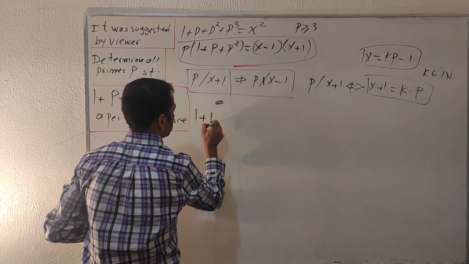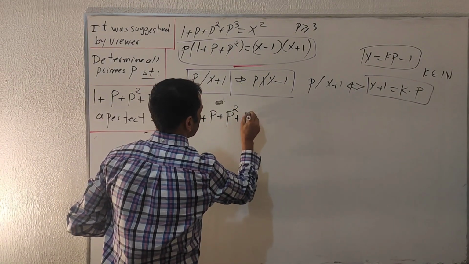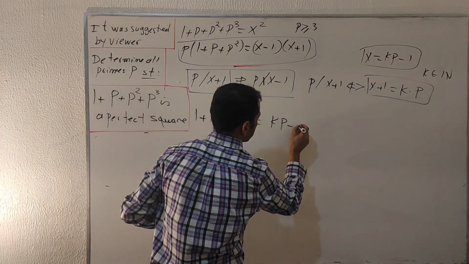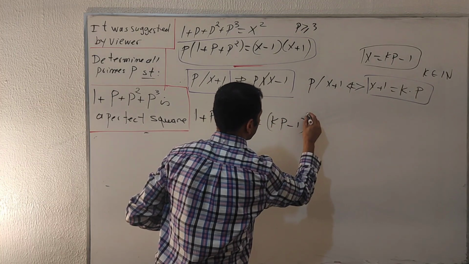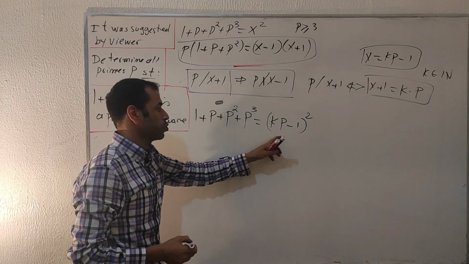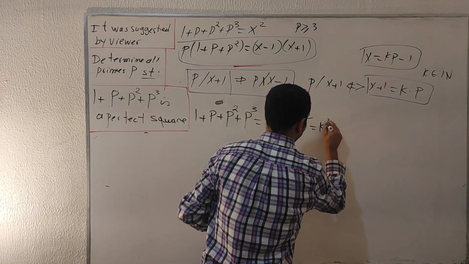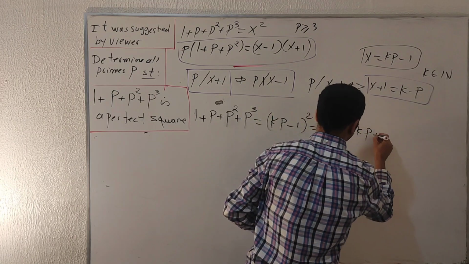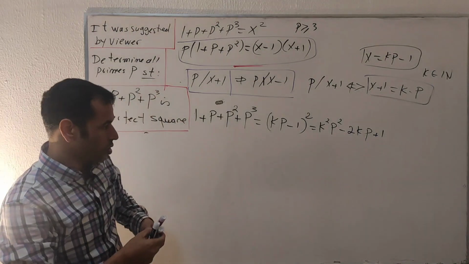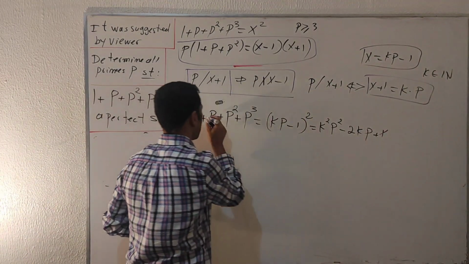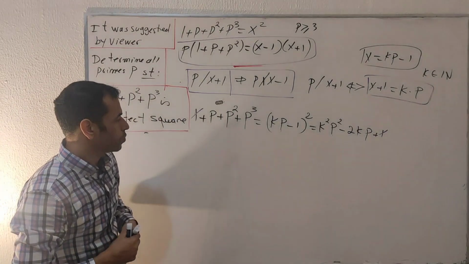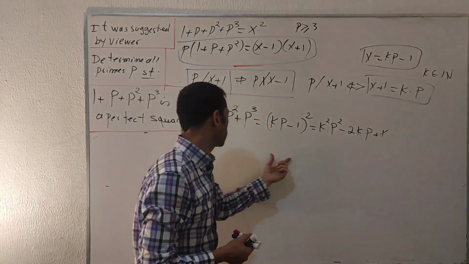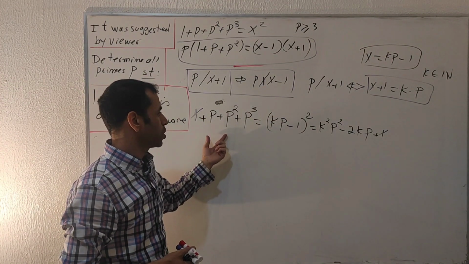So I will have the following. I will have 1 plus p squared plus p cubed equals kp minus 1 quantity squared. Foiling this one, expanding this one out, I get k squared p squared minus 2kp plus 1. So the nice thing here, when we have 1, is going to cancel out from the left and the right. Also, one of the p will be cancelled from the left and the right, because dividing both sides by p, the p is going to cancel out.